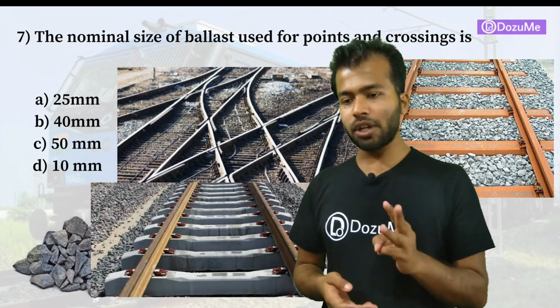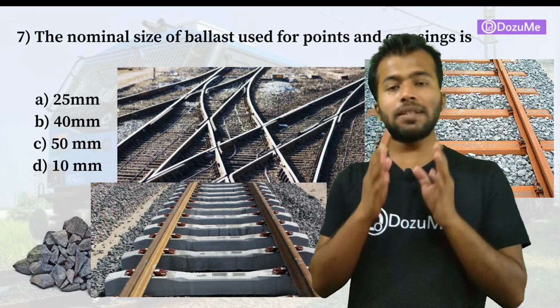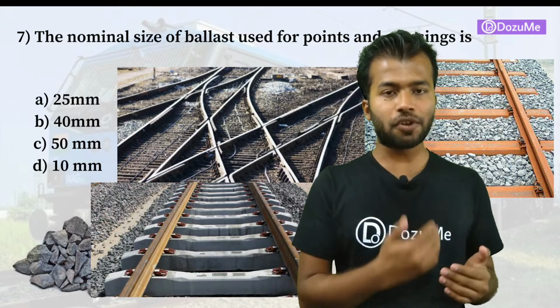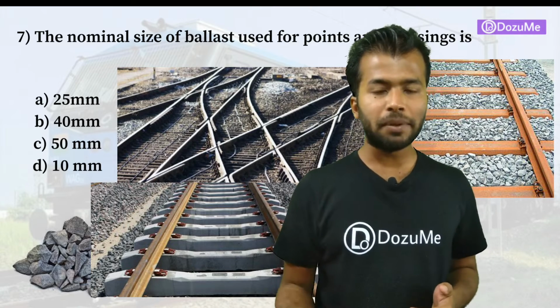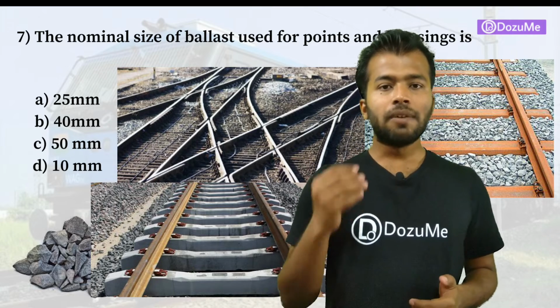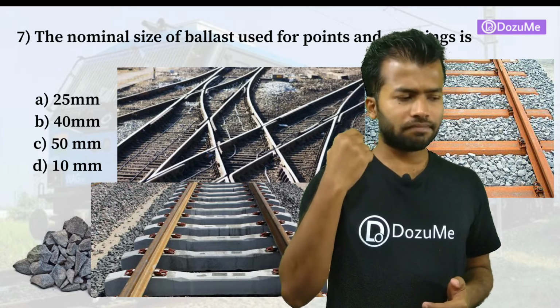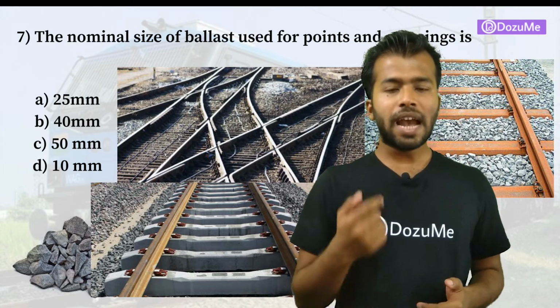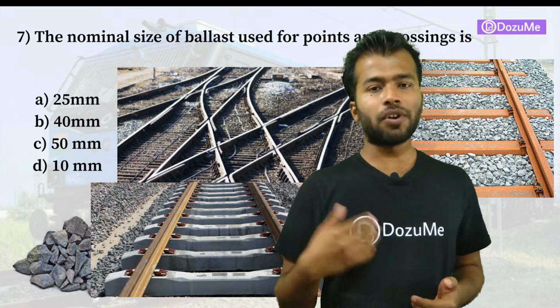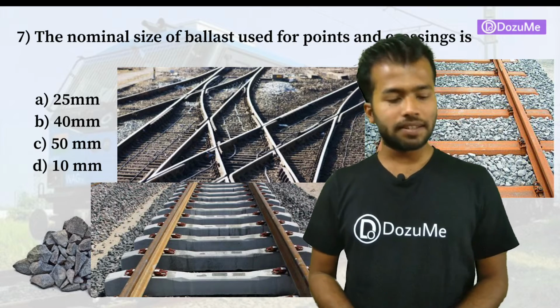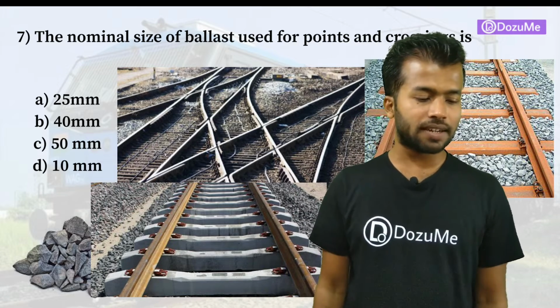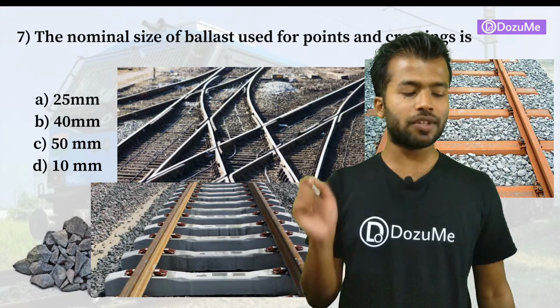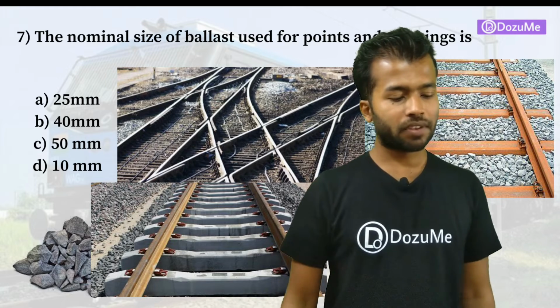Okay, so the main important points here are 3. Number 1 is points and crossing. In the points and crossing we will go for the size of 25 mm of ballast material size. For the concrete sleeper we will go for the 51 mm of ballast material size, and for the steel sleeper we will go for the 38 mm of ballast material size. So option A will be the correct answer. The nominal size of ballast material for points and crossing will be 25 mm.